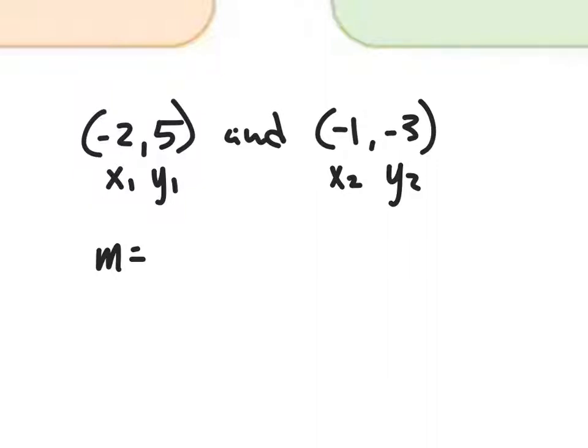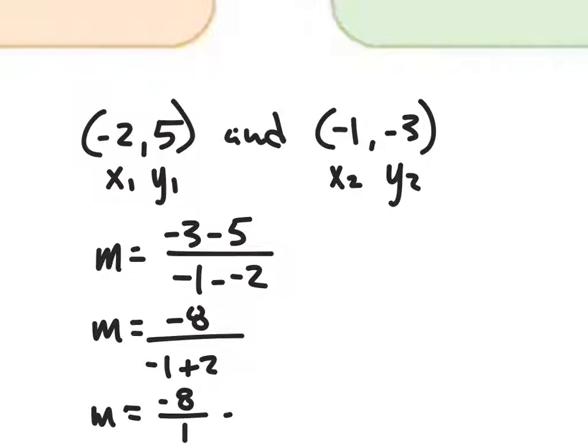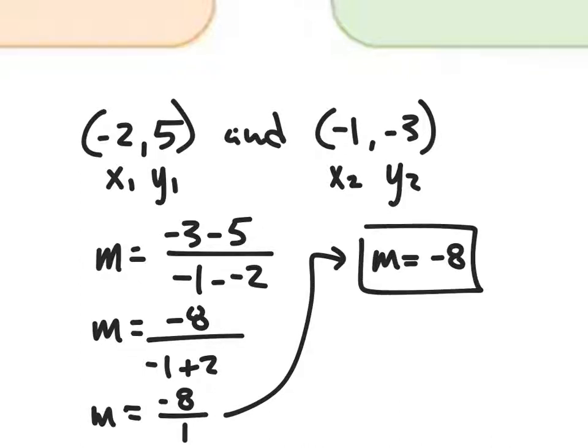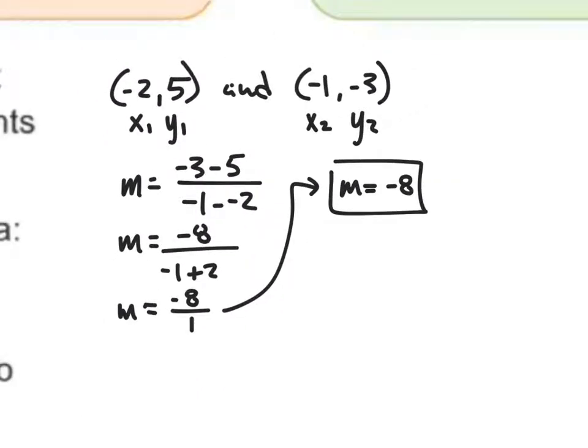So I'm going to do -3 minus 5 over -1 minus -2. And so then this is going to give me -8 over -1 plus 2. And so m is equal to -8 over positive 1. So then m is equal to -8. And so that's my slope. Now I have my slope. I'm going to use the point (-2, 5).